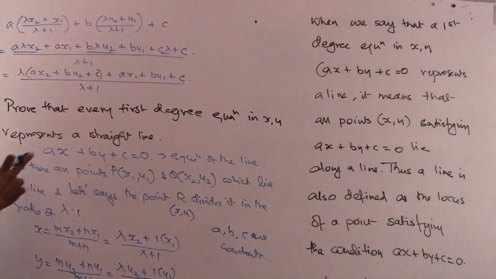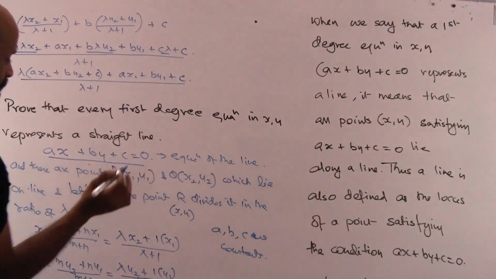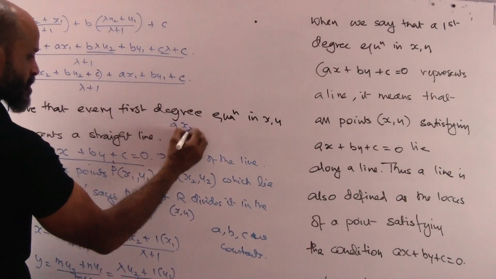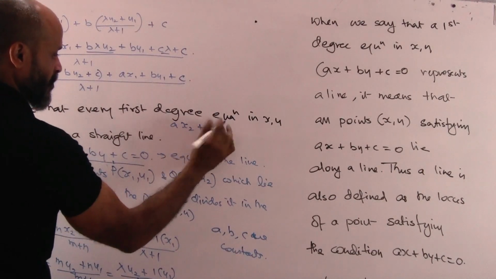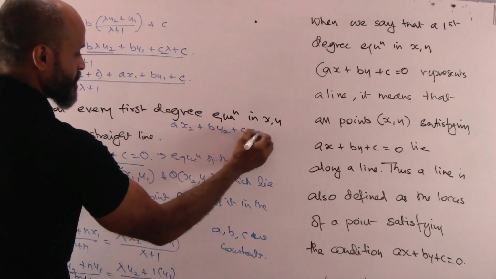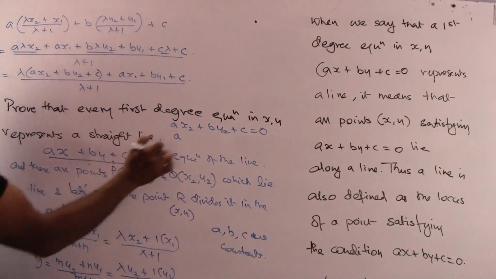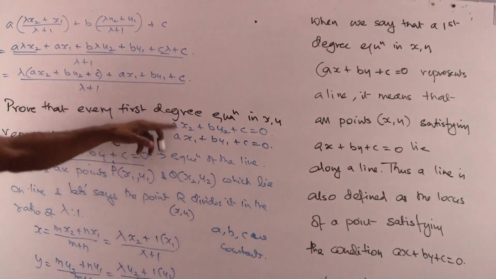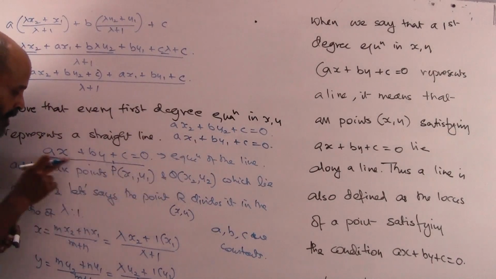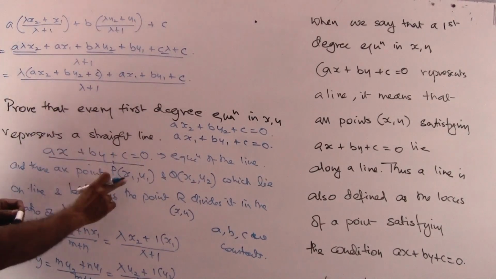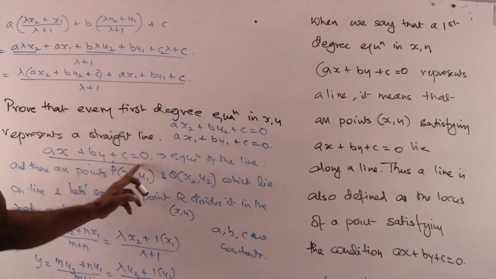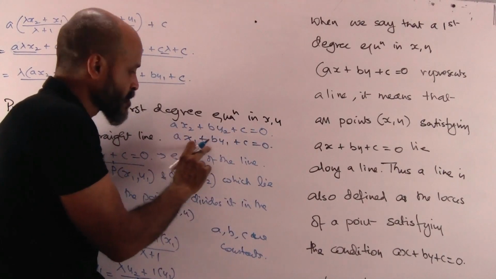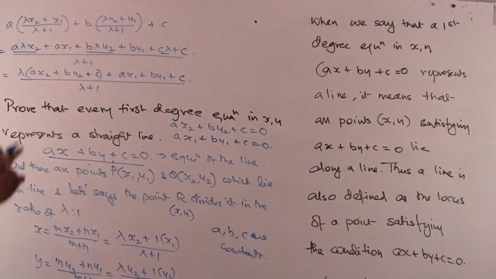Now we all know that since this is the equation of the line, it will satisfy the condition A x2 plus B y2 plus C is equal to 0. Also it will fulfill the condition A x1 plus B y1 plus C is equal to 0. Both these conditions will be fulfilled because P and Q are points on this same line. So all the coordinates of x and y will fulfill the condition of this equation. So we have here A x2 plus B y2 plus C is equal to 0, and A x1 plus B y1 plus C is equal to 0. So what do we have here?